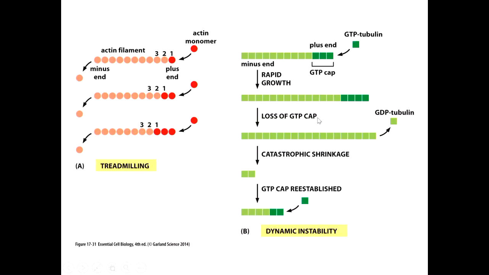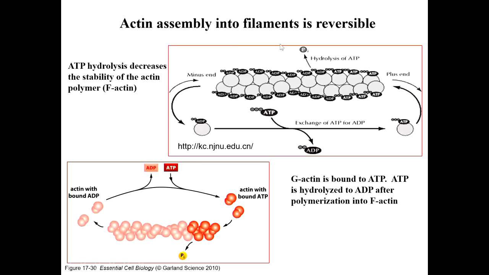GTP works with microtubules. Actin filaments use ATP. And you can remember this because actin starts with an A and ATP starts with an A. So actin for ATP and then microtubules with GTP. Yes? Microtubules. Yeah. So dynamic instability involves microtubules, and then treadmilling involves actin filaments. Okay.